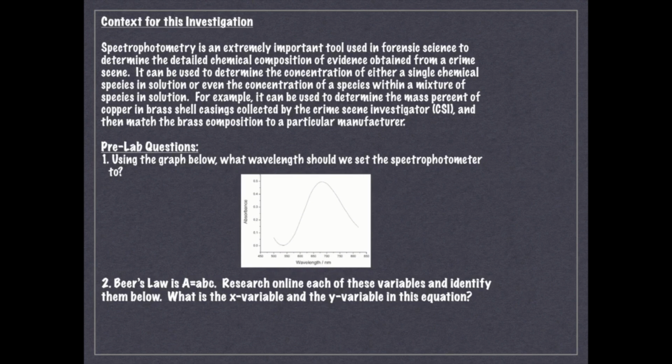Now, Beer's Law is A equals abc, so what I want you to do is research online each of these variables and then identify them below. Then, if this is the equation we're using, what do you think your x variable will be and what do you think your y variable will be? I'm not going to be giving you what each of them represents, but capital A, that's going to be your y, and the lowercase c, that's going to be your x. So you've got to figure out what those represent.